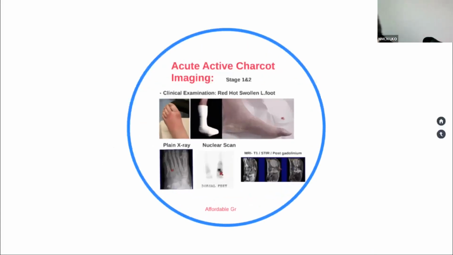This is with the affordable group straight away. There is an edema, and you have gone for a TCC by confirming with MRI and technetium 99, and you have brought that foot back to normal. Absolutely normal after 3 or 4 months in total contact cast.